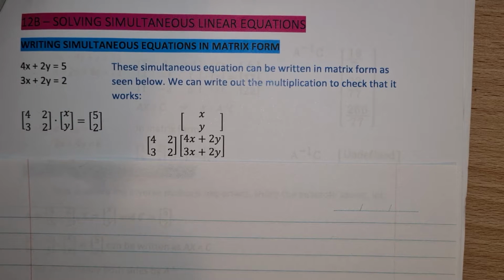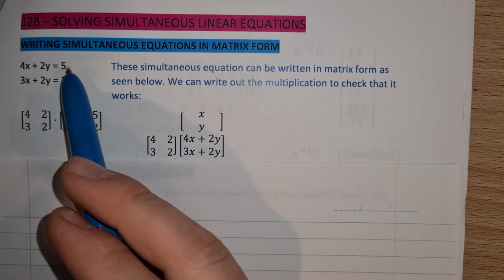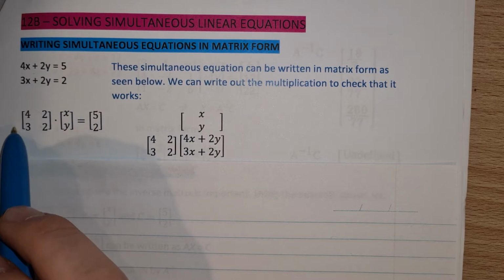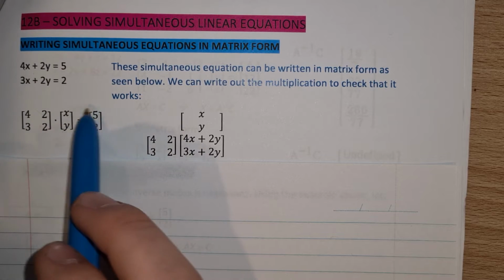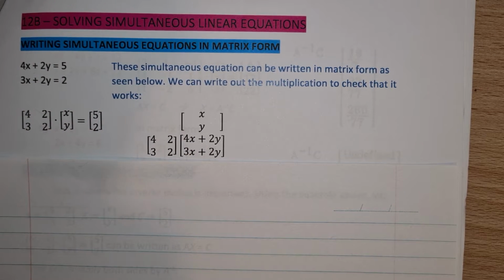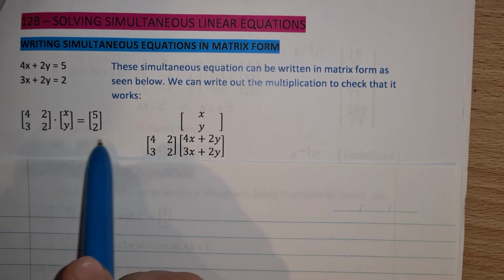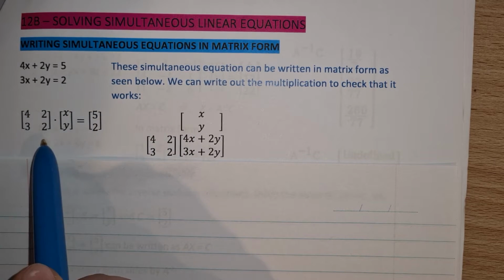So chapter 12b looks at solving linear equations. We've got two linear equations sitting here, and you can see that I've put it into matrix form like this. Now, we can do the matrix multiplication in a moment to prove that it all works out, but you can kind of see, just visually, how this works.